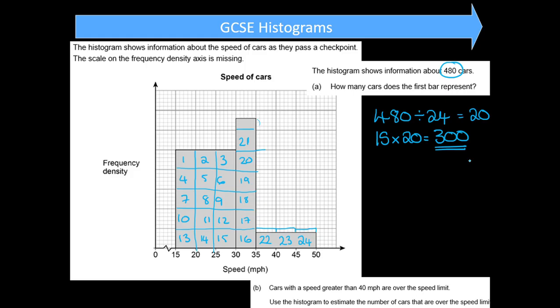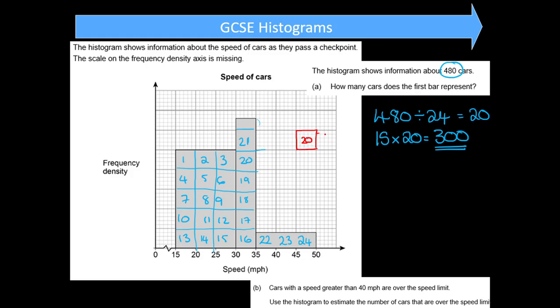So for the last part, cars with a speed greater than 40 miles per hour are over the speed limit. We're going to use the histogram to estimate the number. So I'm now going to ignore the fact that I put these little extra bits on. I need to use the proper height here. This is going to be a very strange scale, but you don't need to work out the scale for this one. We know one of these blocks contains 20.